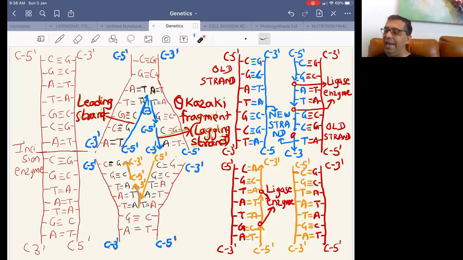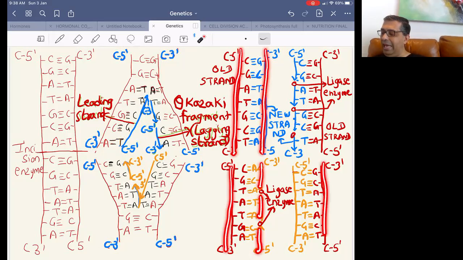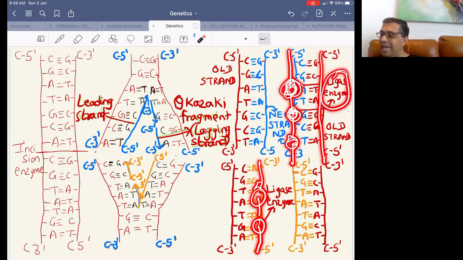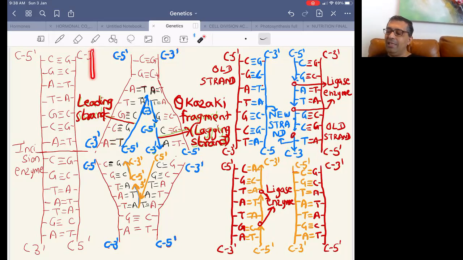So after they separate, this will be continuous, this will be Okazaki. So Okazaki fragments in the opposite direction. Or who sticks the Okazaki fragments? Ligase. तो ligase ligase. So actually speaking, this will be the way it will actually be.